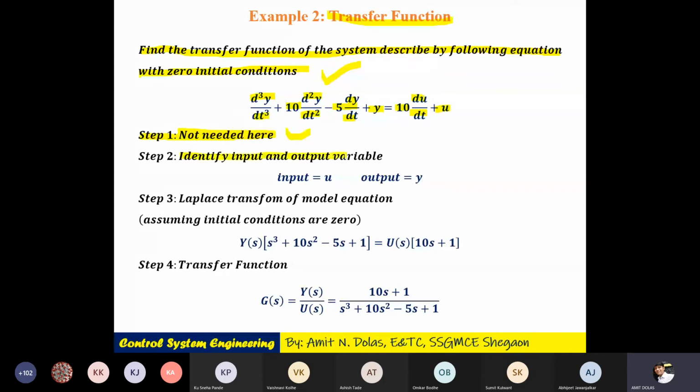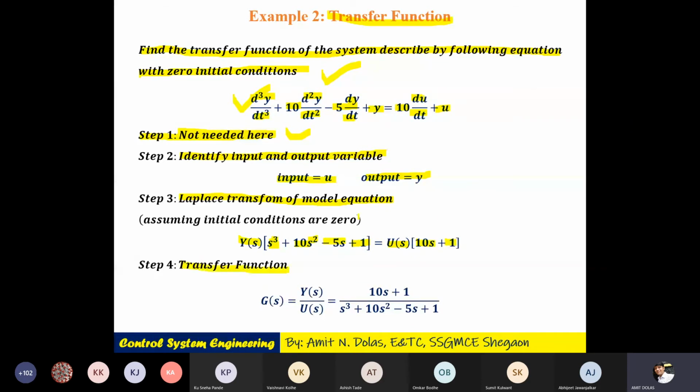Second is identify the input and output. Here y of t, generally left hand side, y of t is an output, or y is the output and u is the input. So input and output is identified. Taking Laplace transform of model equation. So taking common, Y of s बाहर निकला है. So d cube by dt cube का हो गया है s cube plus 10 d square y by dt square का हो गया s square minus 5s plus 1 equal to U of s is taken outside. 10 du by dt, it is 10s. U will be only 1, that will be plus 1.